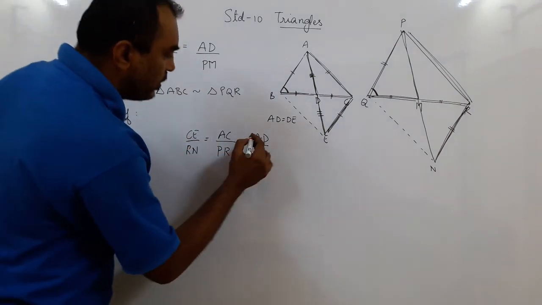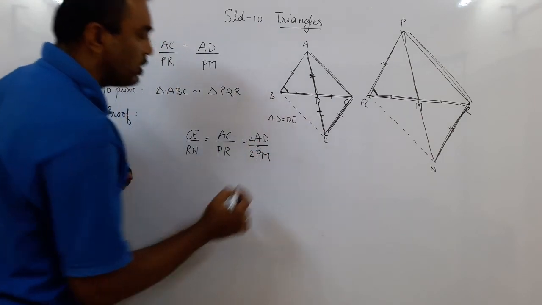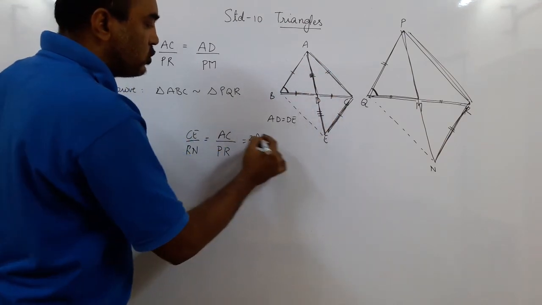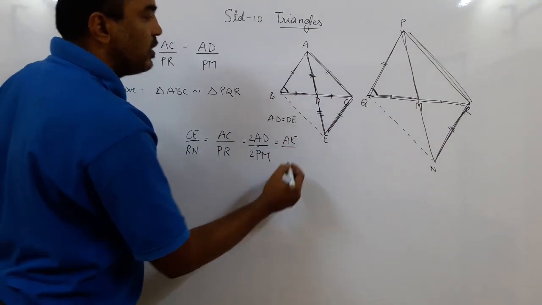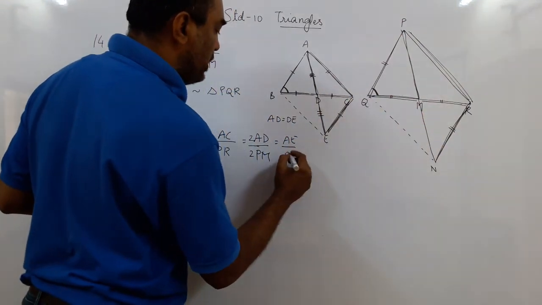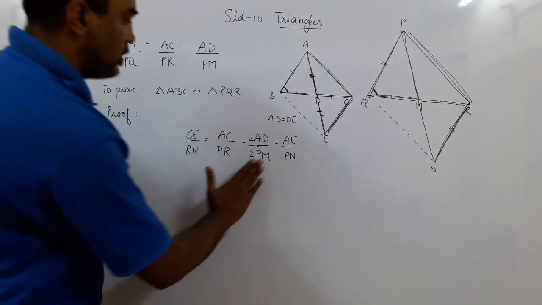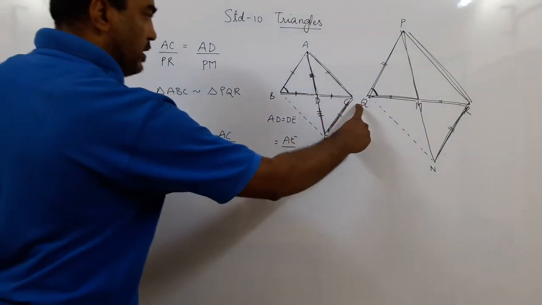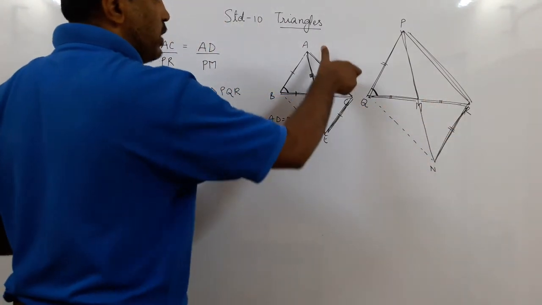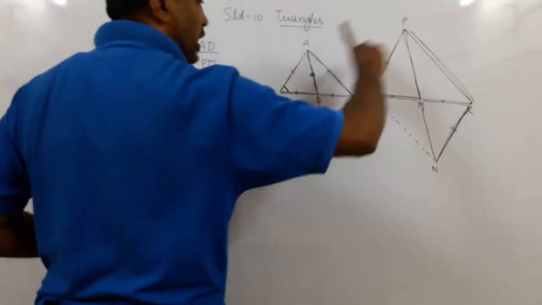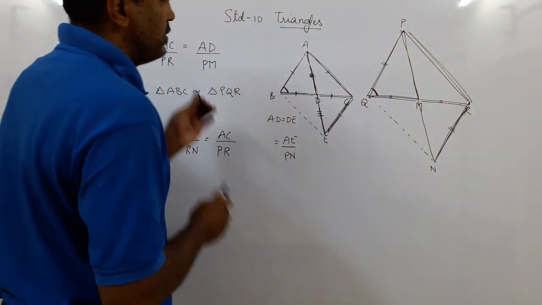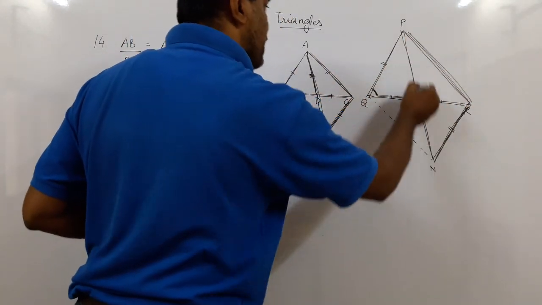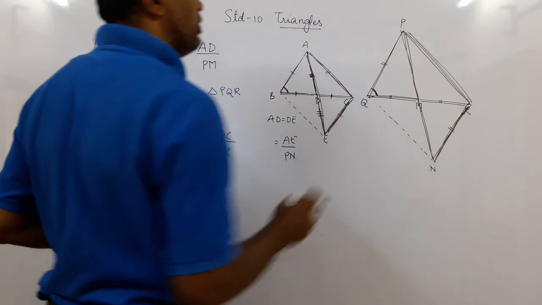Okay. Now here I multiply both of them with 2. So the ratio does not change. But what is twice AD? I have drawn them equal. So twice AD is AE and twice PM is PN. Okay. So now I'll rub this thing in between. I do not want it. What you can see, CE upon RN equal to AC upon PR equal to AE upon PN. So in these two triangles, since the ratio of their sides is equal, these two triangles are similar.